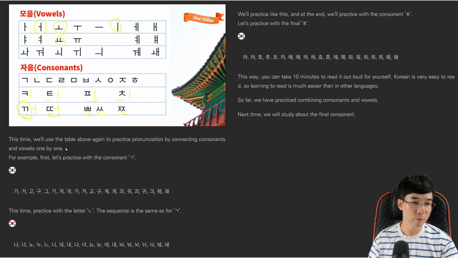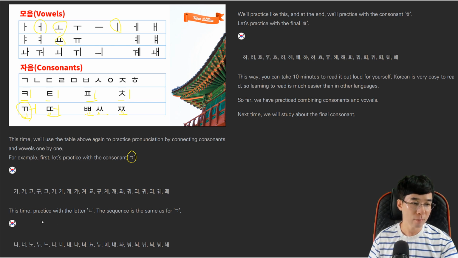This time we'll use the table above again to practice pronunciation by connecting consonants and vowels one by one. For example, first, let's practice with the consonant 기역. 가, 거, 고, 구, 그, 기, 개, 갸, 겨, 교, 규, 개, 과, 궈, 괴, 퀴, 기.